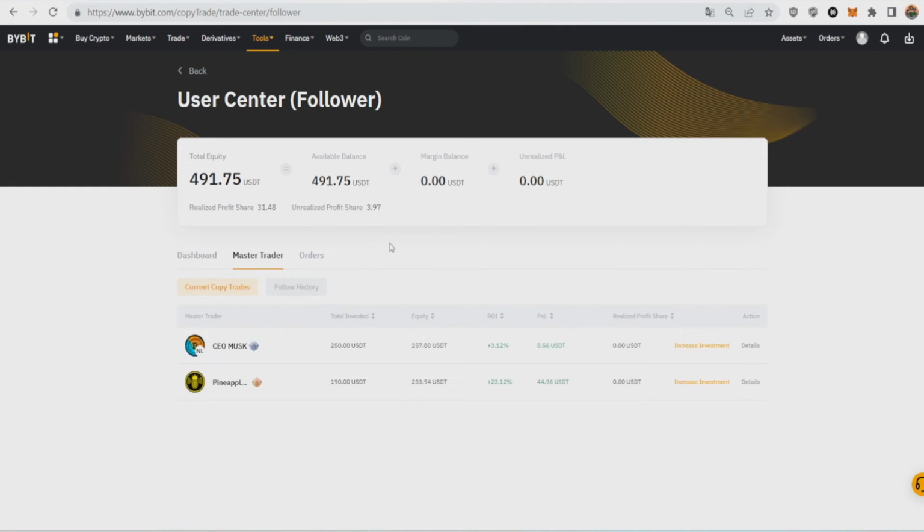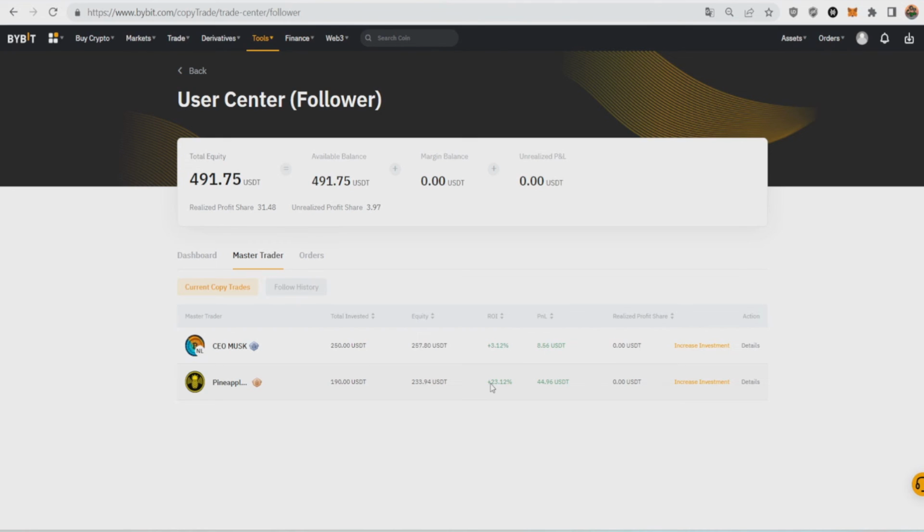And if we take a look at the master traders, Pineapple Project is a risky master trader with 10x. But if you have multiple master traders, you can pick a CEO Musk with 3x and then add a Pineapple project with 10x and add some other people. And as you can see, he already made me 23% profit in 4 days, guys, which is insane to be honest.